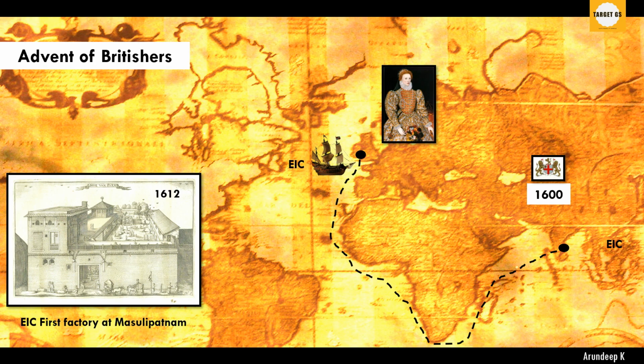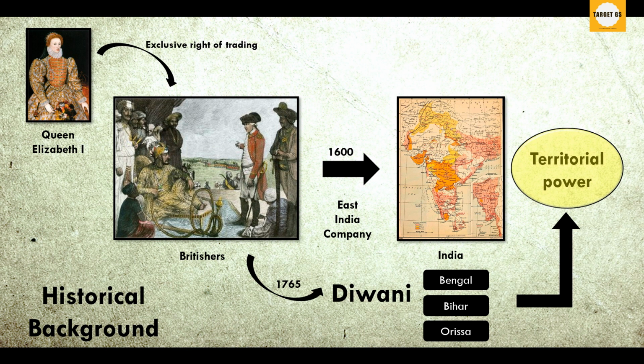See, the Britishers came to India in the year 1600 as traders in the form of the East India Company, and they had the exclusive right of trading in India under a charter which was granted by Queen Elizabeth I. And the English, that is the Britishers, opened their first factory in Masulipatam in the year 1612. Here you can see it clearly.